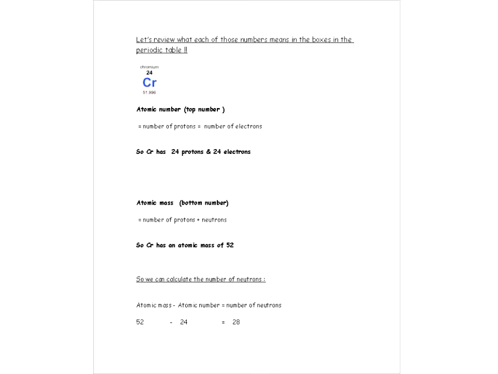Okay, so let's review what each of the numbers in the boxes in the periodic table mean. The top numbers stand for the atomic number, and the bottom ones stand for the mass number, or the atomic mass number. The atomic number stands for both the number of protons and the number of electrons, whereas the bottom number stands for the number of protons plus the number of neutrons. The reason is that electrons are so tiny compared to protons and neutrons that they basically don't count. So when we're counting the mass of an atom, the atomic mass, we only count protons and neutrons.